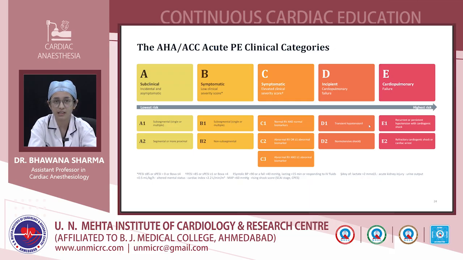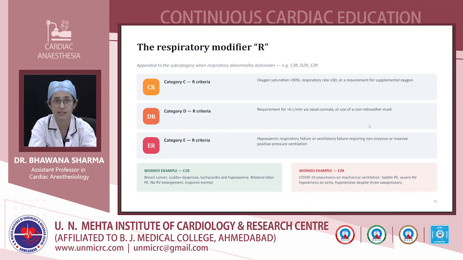So D is incipient cardiopulmonary failure, as I said before, where in D1 there is transient hypotension, and in D2 hypotension is not there but the patient is in a state of shock. E is cardiopulmonary failure, where there is recurrent or persistent hypotension and cardiogenic shock in E1, and refractory cardiogenic shock or cardiac arrest in E2.